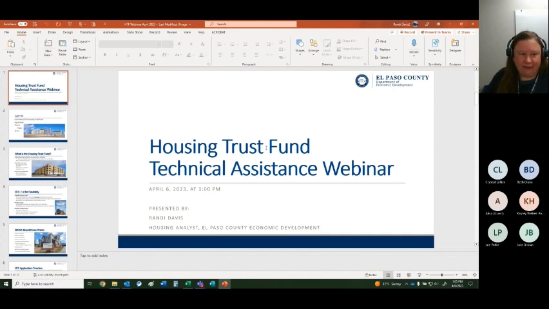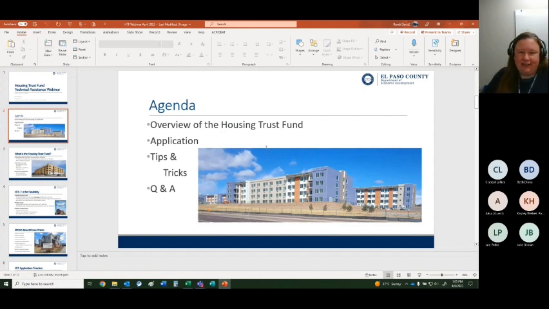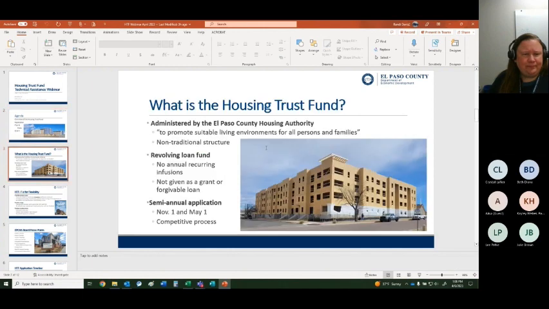But here we go. Our agenda today, I'm going to talk a little bit about the Housing Trust Fund itself. Go over the application. I have a little application to take a look at here, so we'll go over it together, give you some tips and tricks on how to fill out that thing, and then, of course, Q&A. Anytime you have a question, go ahead and throw that into chat as well.